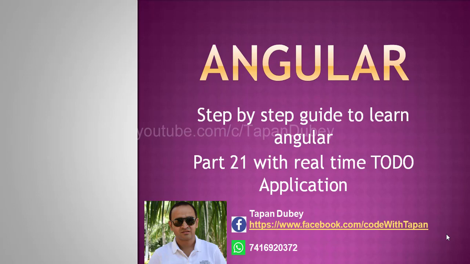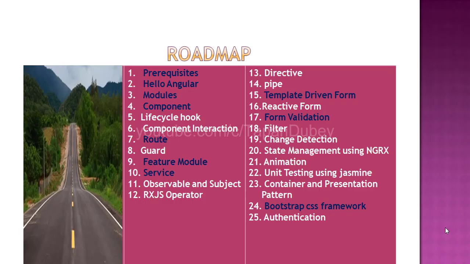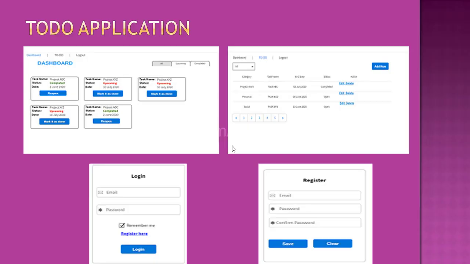This is part 21 of the step-by-step guide to learn Angular, and part 3 for JWT authentication in Angular. In the previous video, we created an API, implemented JWT authentication, and created the bearer token. So in this video, we are going to work on our login screen. These are the topics we are going to cover in this complete video series, and this is our to-do application which we are developing in this series.